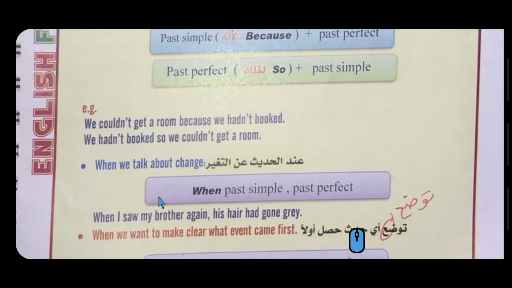Then we have second group اللي هي شنو؟ ال when. After when, what we put? Past simple. And another sentence, past perfect. Like we have an example. When I saw my brother again, his hair had gone gray. This talks about what? About the change of the case. يعني التغيير في الحالة من حال إلى حال.